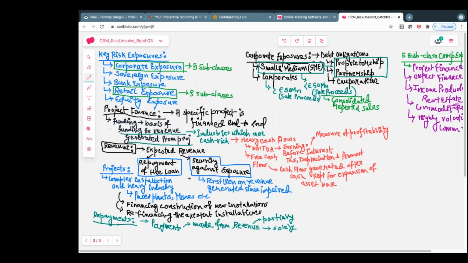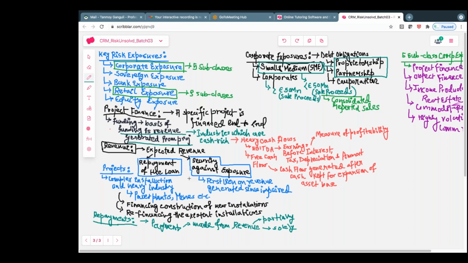However, if it's a project finance, right from the entire land right up to the installations and everything is captured, it is taken under project finance. So over here we have these differences. So this is basically the difference.